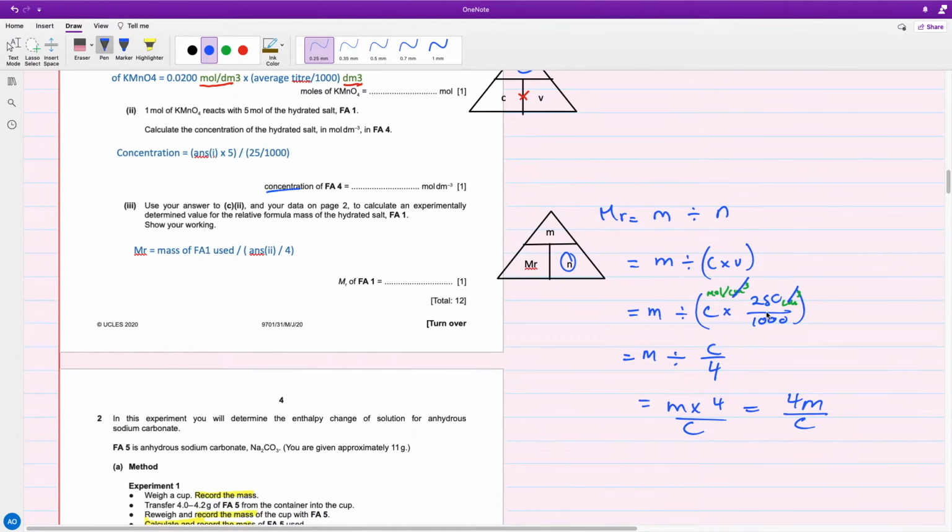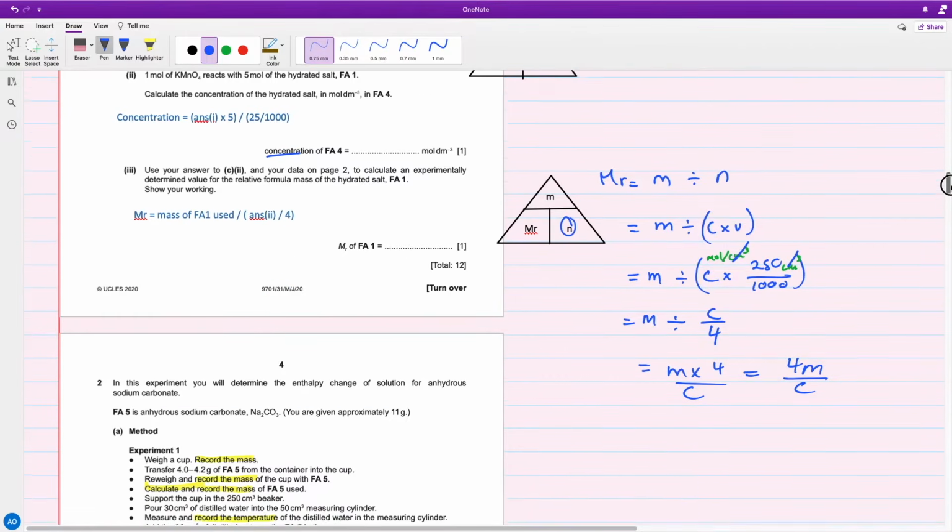So 250 divided by 1,000 is 1 over 4, so you get m divided by c over 4, which is the same as multiplying it by its reciprocal, so it becomes 4m divided by c. Right, so you have the mass, which we weighed, and you just divide by the concentration, multiply by 4, and there you go.